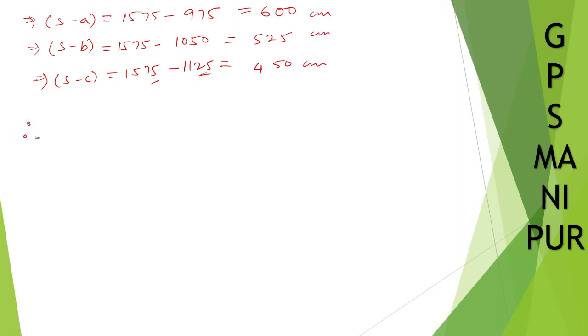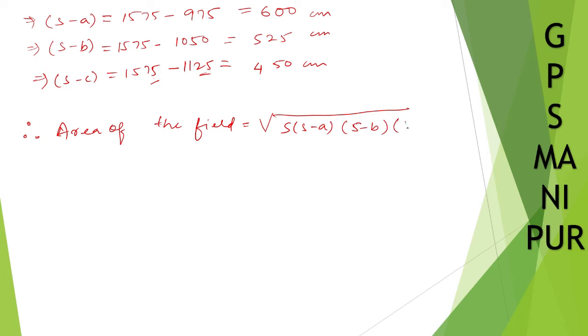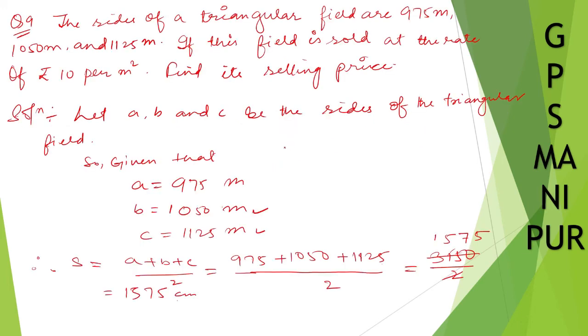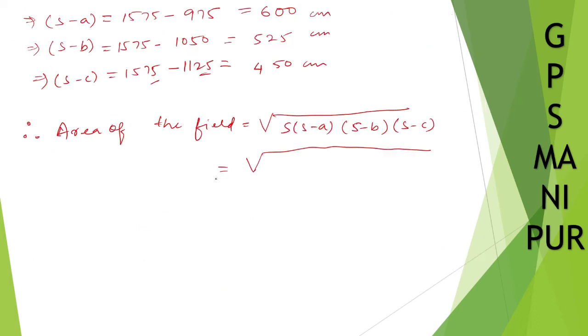So therefore, the area of the given triangular field, using Heron's formula, is root over S into S minus A into S minus B into S minus C. S is 1575, so write down 1575 into S minus A, which is 600, S minus B, which is 525, and S minus C, which is 450.